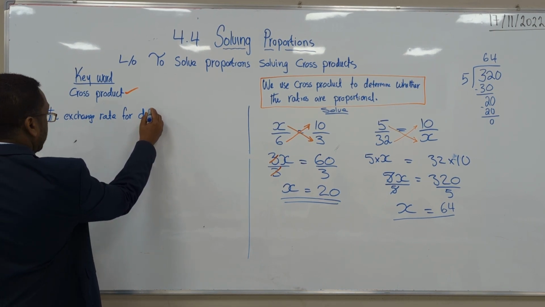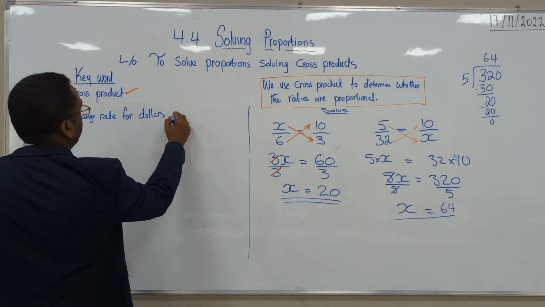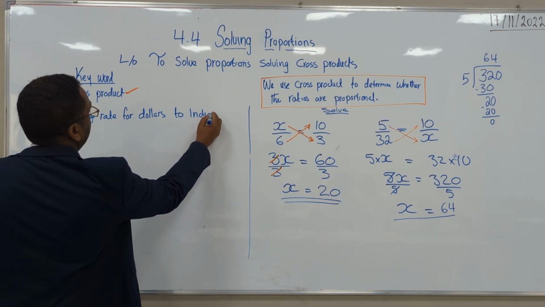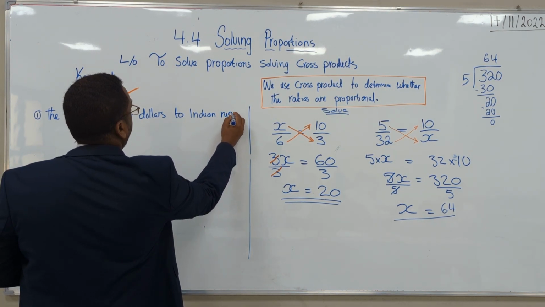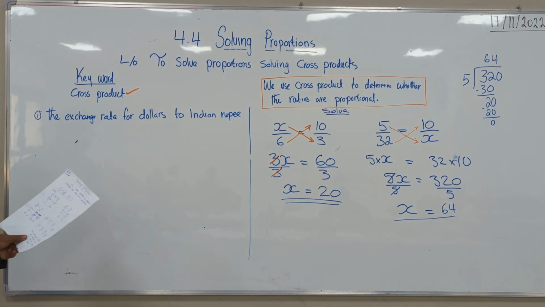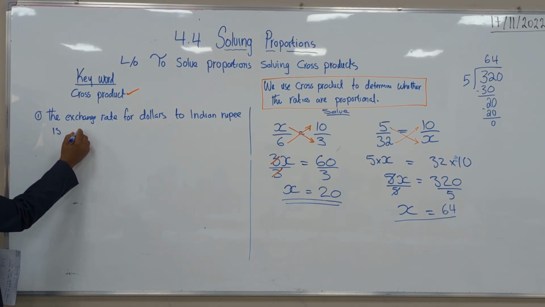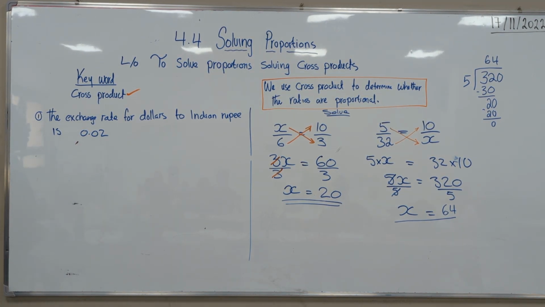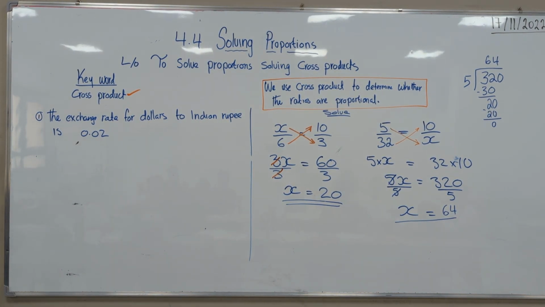For dollars to Indian rupees. So dollar to Indian rupee is 0.02 rupees. So that means $1... Sorry, 2 cents. It is 2 cents per rupee.